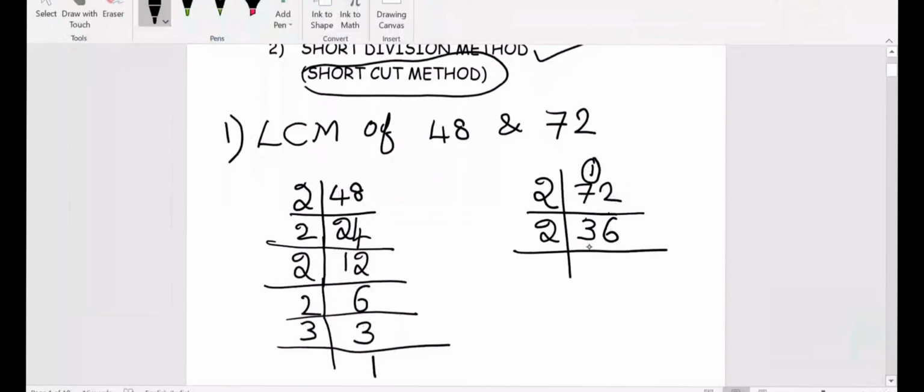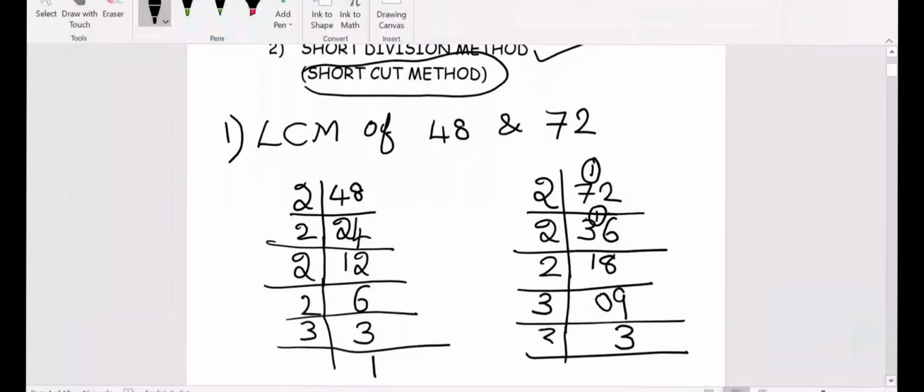Again I will proceed here. 2 into 1 makes 2. The balance 1 I'm writing here, so it reads as 16. 2 into 8 is 16. Again I'll continue with 2 as it is an even number. 2 into 9 makes 18. Now I cannot proceed with 2 as it is an odd number, so I'm taking the next number, 3. 3 into 3 is 9. Again 3, and it makes 1 as the remainder.